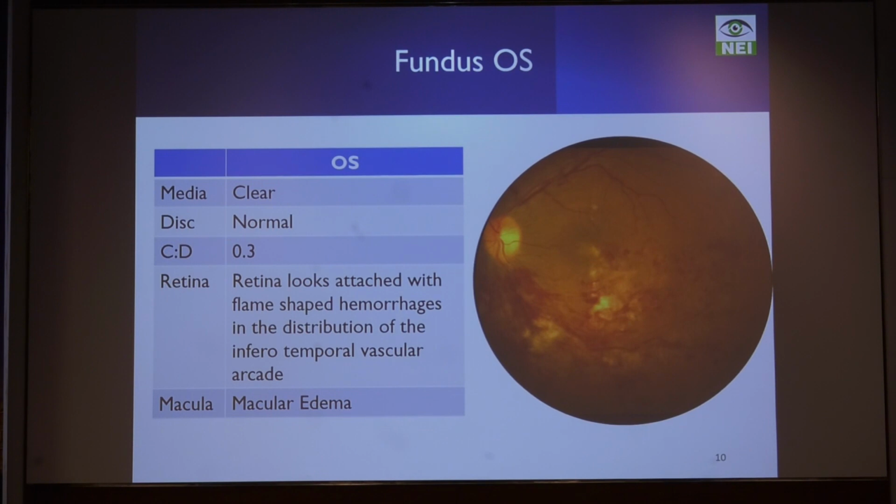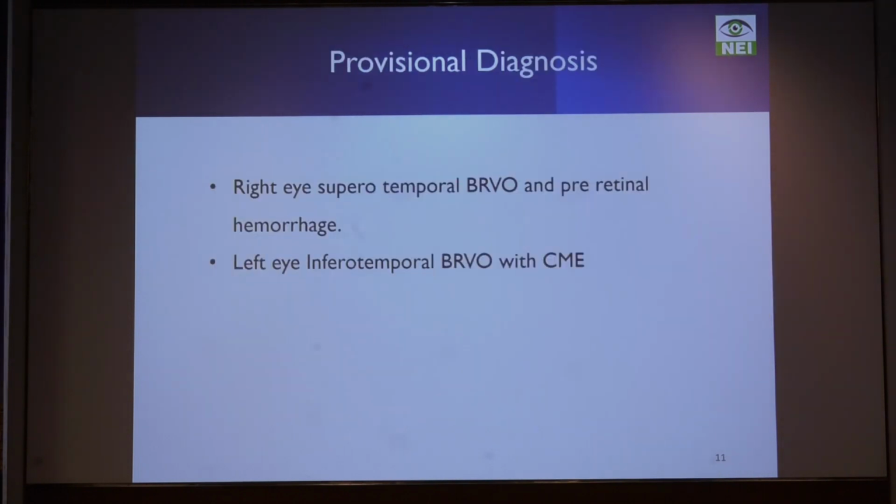So it could be a differential of IT-BRVO along with macular edema. So we came to a provisional diagnosis of right eye superior temporal BRVO with pre-retinal hemorrhage and left eye inferotemporal BRVO with macular edema.